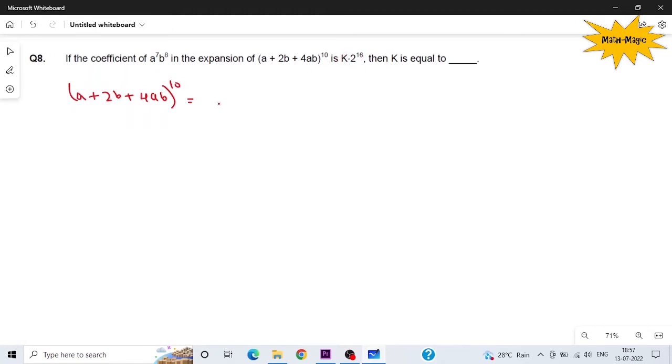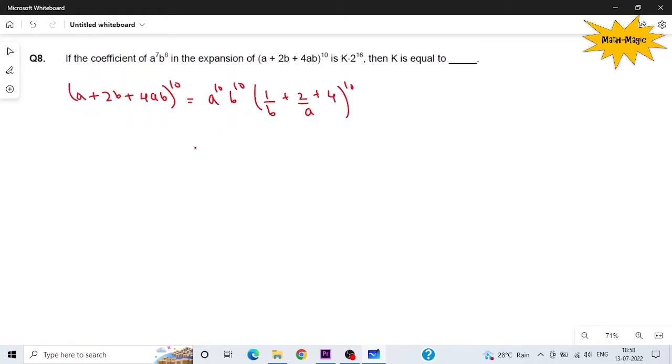Okay, so if we think about expanding this as it is, then there will be more than one term which has a power a raised to 7 and b raised to 8. So combining them will be a difficult task. As there is more than one term which contains a and more than one term which contains b, we can think about taking a and b common. So it becomes a raised to 10, b raised to 10, then here it becomes (1/b + 2/a + 4) raised to 10.